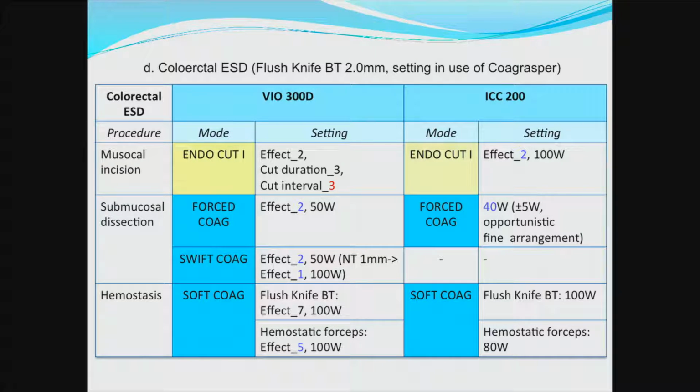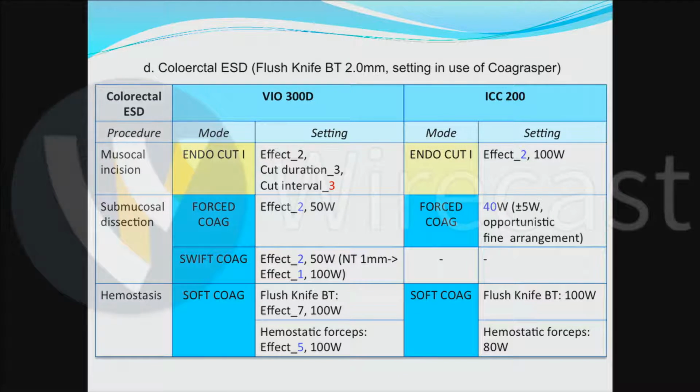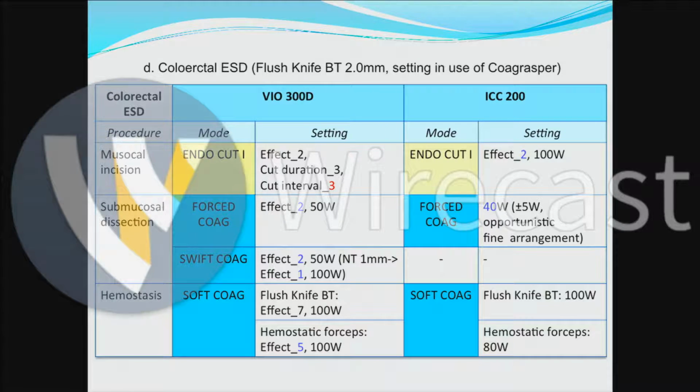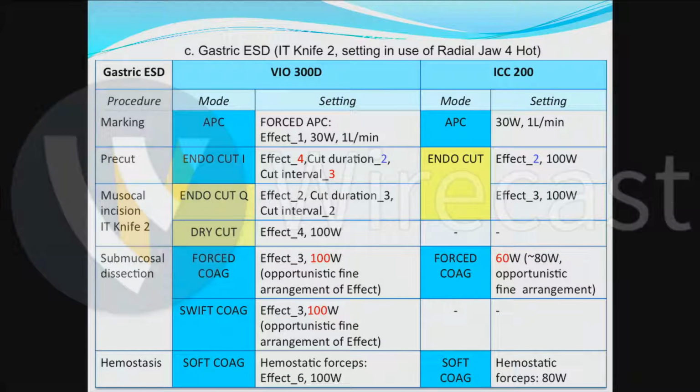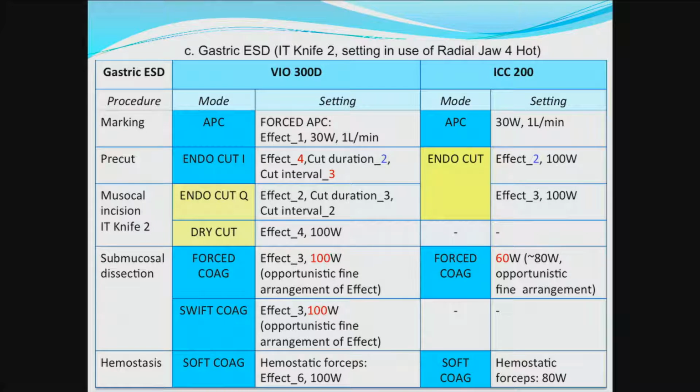This is the setting for colorectal ESD using flash knife BT 2.0 mm and coagulation. Compared to that of gastric ESD, effect is the same, but cut duration and interval are lower in mucosal incision. Effect is lower in submucosal dissection and hemostasis. This is also the setting for the gastric ESD using IT knife 2 and radial jaw hold. Compared to gastric ESD using flash knife BT, effect and cut interval are higher, but cut duration is lower in mucosal incision. Effect is higher in submucosal dissection and hemostasis.